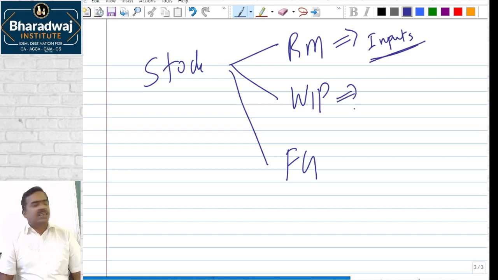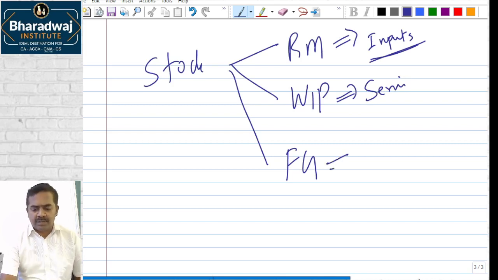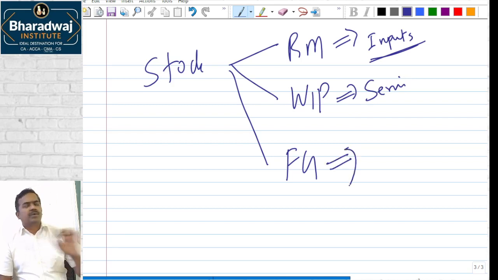Then what is the next one? Work in progress. Is it complete or incomplete? We call it semi-finished goods, or work in progress. Work is yet to be completed. The third one is finished goods, the goods which are ready for sale or available for sale.